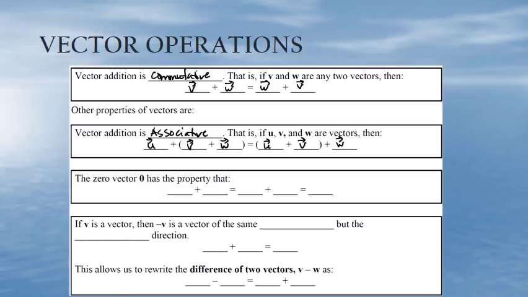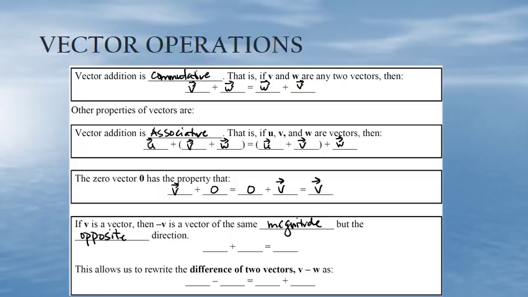The zero vector has the property that if you take any vector and you add 0 to it, of course by the commutative property, 0 plus that vector is going to equal vector v. And if vector v is a vector, then negative v is a vector of the same magnitude, has the same length, but that negative on the front of the vector makes it go in the opposite direction. Now that's going to come in handy for us in just a little bit when we talk about subtraction.